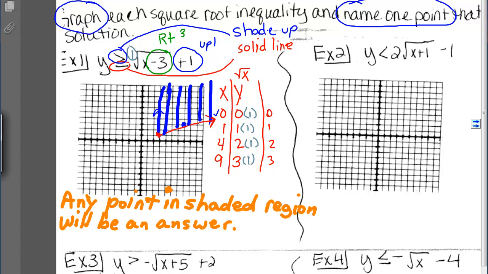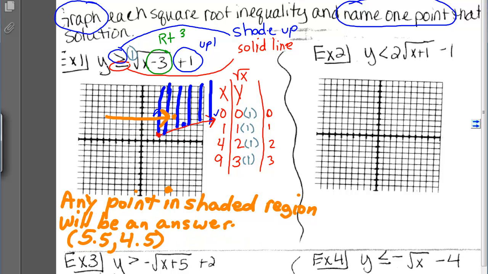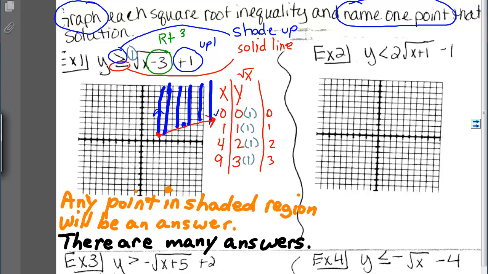Now we need to name a point that is a solution. Any point in the shaded region will be an answer. 4, 3 is a solution because it's in the shaded region. 5.5, 4.5 is also a solution. It is in the shaded region. There are many answers. Let's look at example 2.